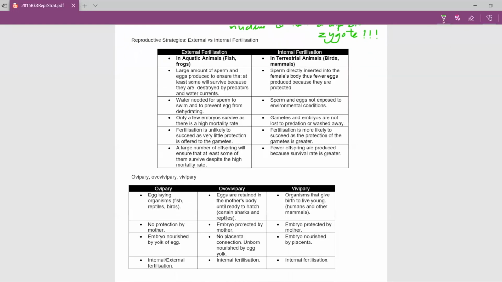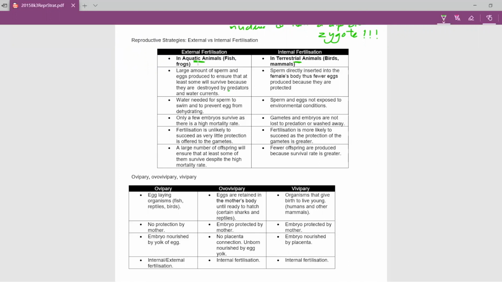Now, external fertilization takes place in aquatic organisms, animals like fish and frogs, and internal fertilization takes place in terrestrial animals, of course, like birds and mammals. Now, here, with external fertilization, the females and the males lay a large amount of sperm and ovum. And the reason for that is some of these eggs and the sperm can be damaged by the water currents, washed away by water currents, or eaten by predators.